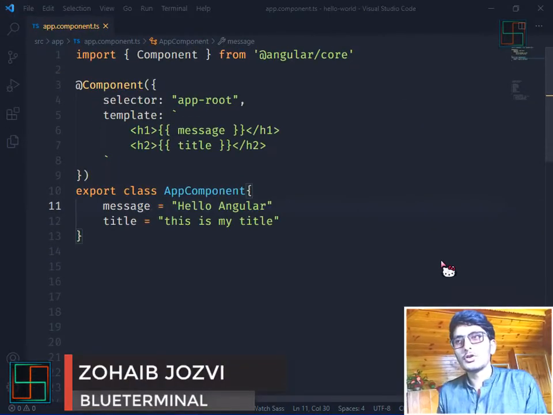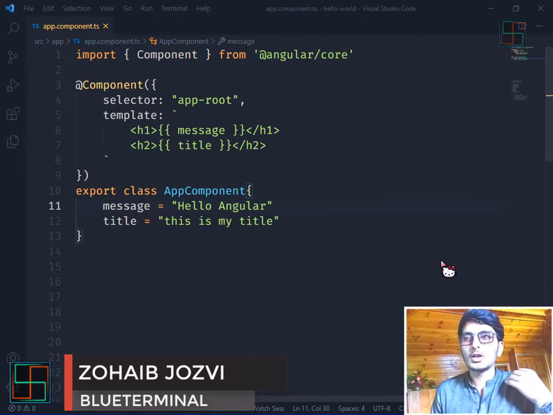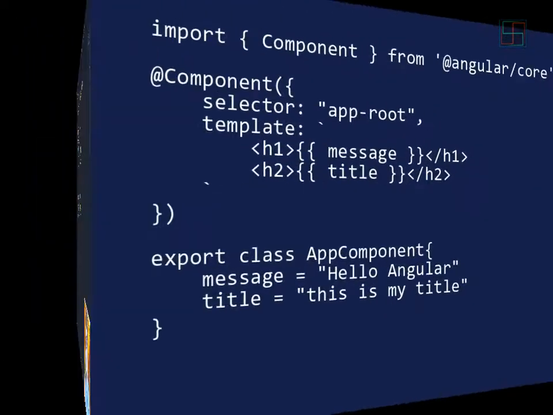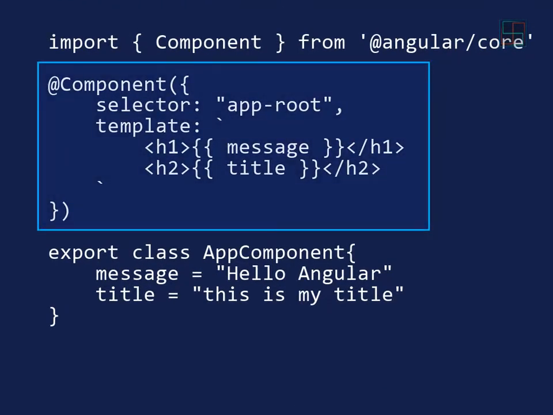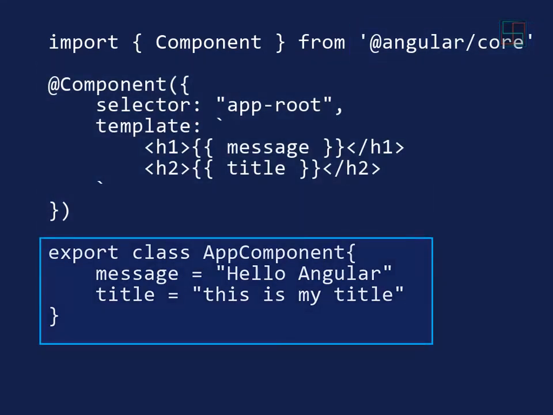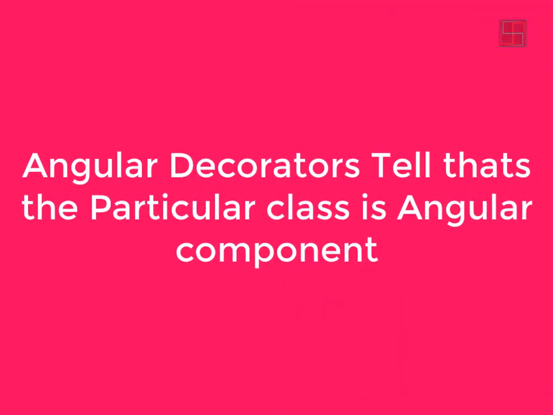This is the fourth video of our Angular series, and this video will describe what Angular decorators are and how an Angular decorator works. This component decorator is a simple example of decorators. This component decorator is declared in Angular core, and this decorator decorates this app component. The decorator tells Angular this class is a component of Angular.